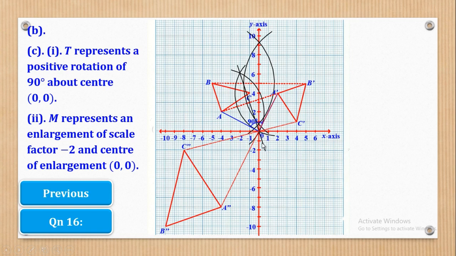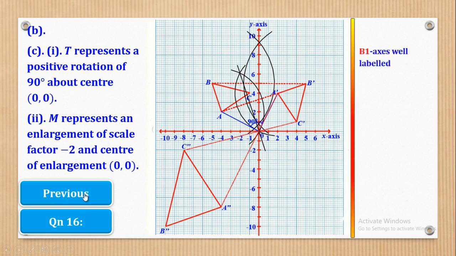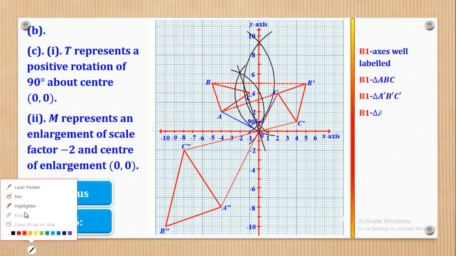But now the question is, is it positive or negative? How do you know? If the center of enlargement is in between the two figures, it is negative. If it is outside the two figures, it is positive. So in our case, we conclude that M represents an enlargement of scale factor -2 and center of enlargement 0, 0. So now let's see how marks can be awarded.